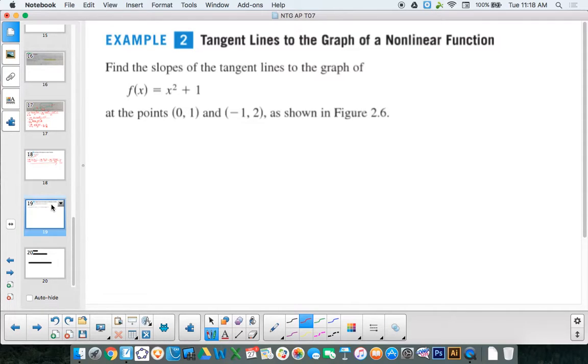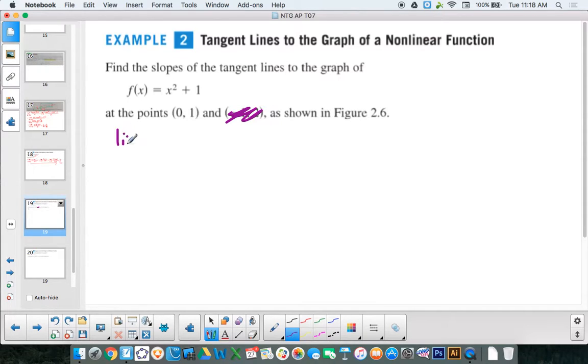Okay, try this one, pause, and come back to it. Find the slope of the tangent line to the graph of f(x) = x squared plus 1 at the points (0, 1) and (-1, 2). All right? So we'll break this into two separate slides. We'll do each one. At x = 0.